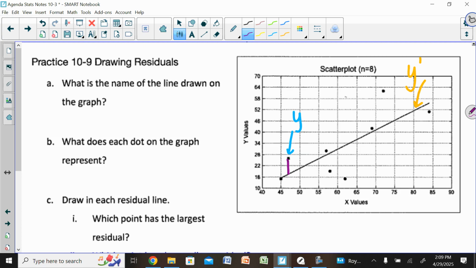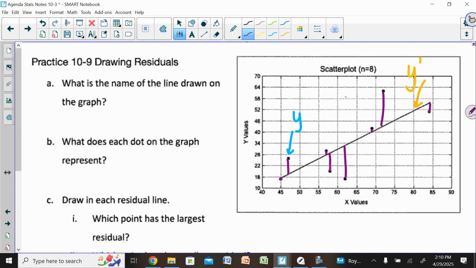predicted. This guy is right on the line. This guy has a tiny residual. This one has a larger one. This one has a really large residual. It can be positive or negative, but we definitely have distances from our actual to our predicted.